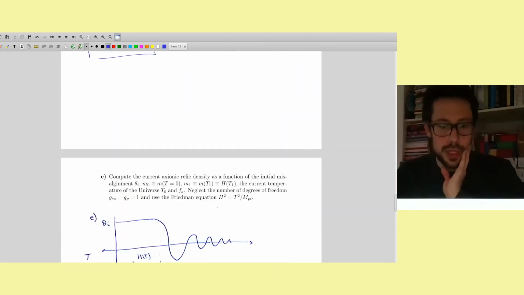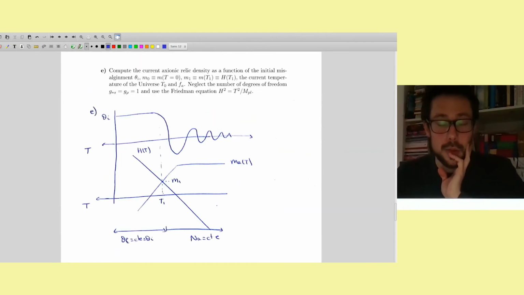So now let's go to the next exercise, in which what the exercise is asking is exactly to compute the current axionic relic density as a function of the initial misalignment, the axion mass that in general can depend on temperature, and therefore we need to evaluate as a function of the current axion mass and the axion mass at the time of the beginning of the oscillations. And then this will be also as a function of the temperature of the universe and F_a.